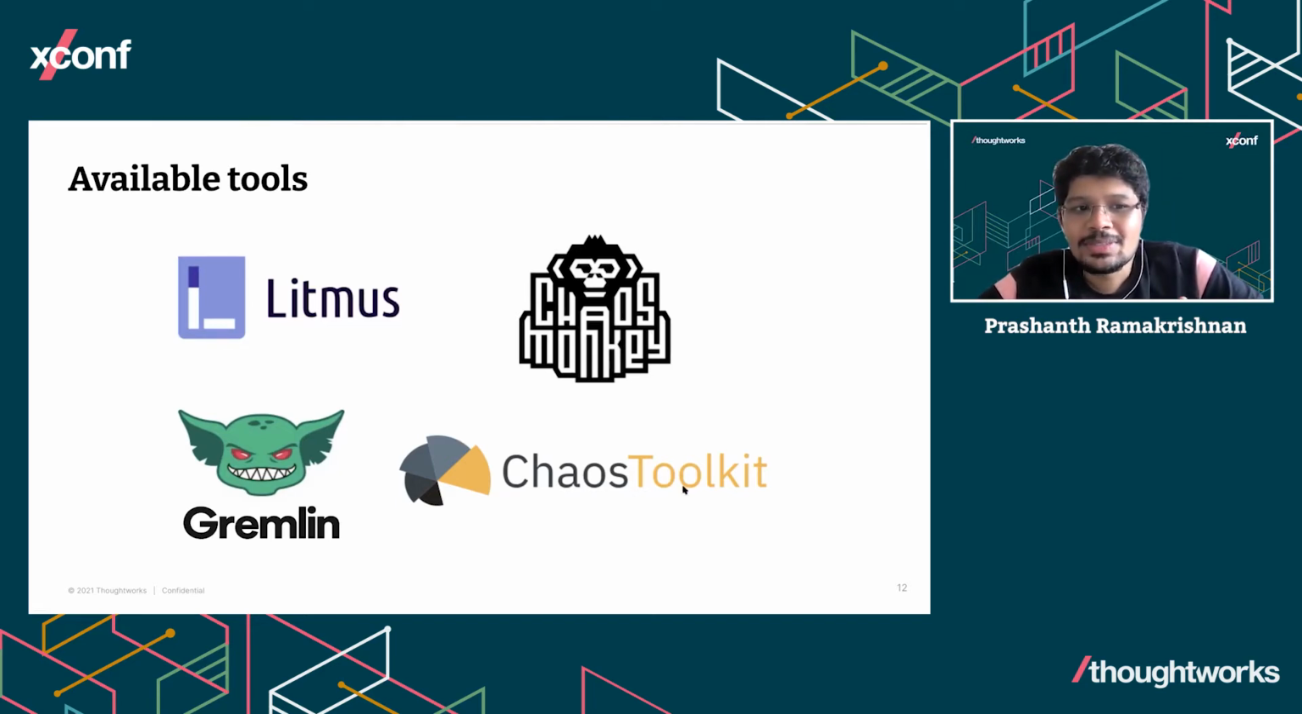Soon the idea spread and there were multiple alternatives like Chaos Toolkit, Litmus, and Gremlin. Gremlin is a paid alternative for people who are looking for enterprise support. Litmus is a really cool tool which treats Kubernetes as a first-class citizen, and we'll be demonstrating using Litmus in this talk.